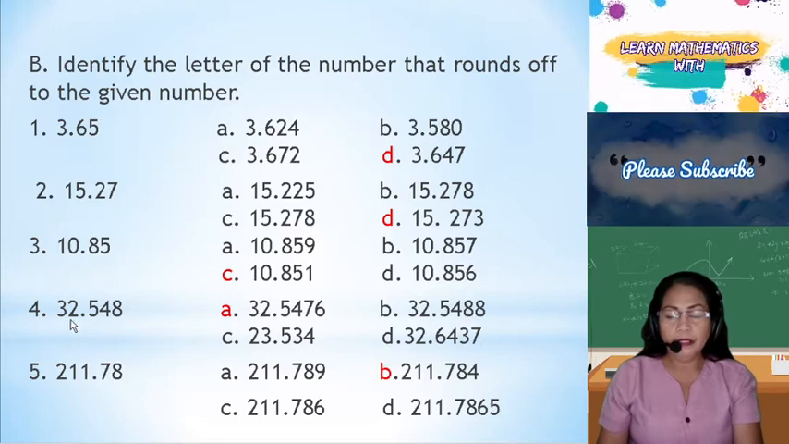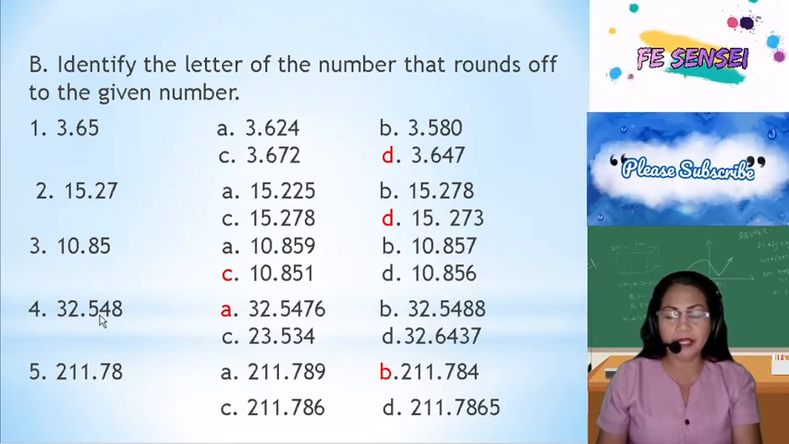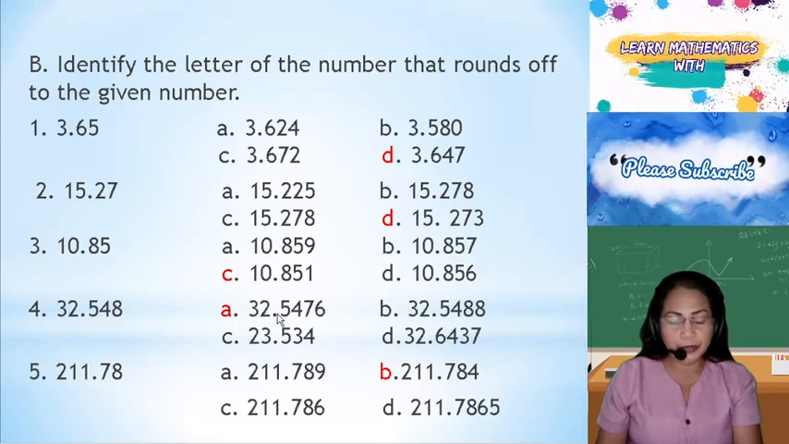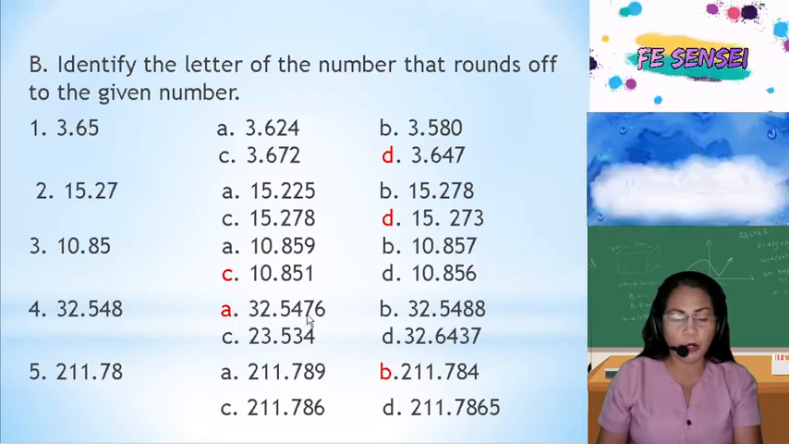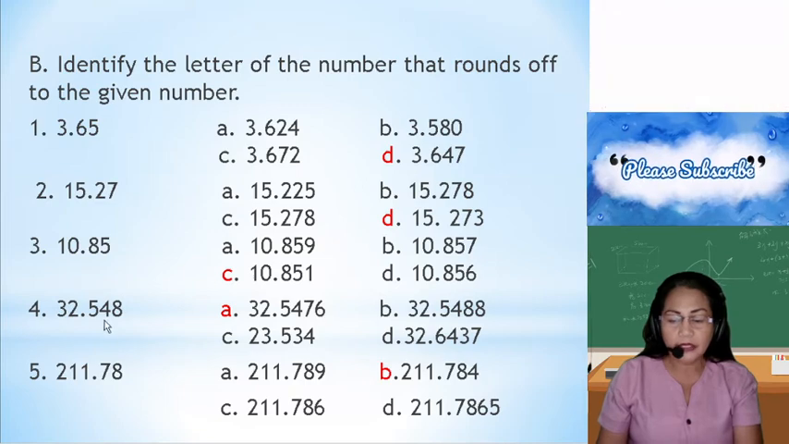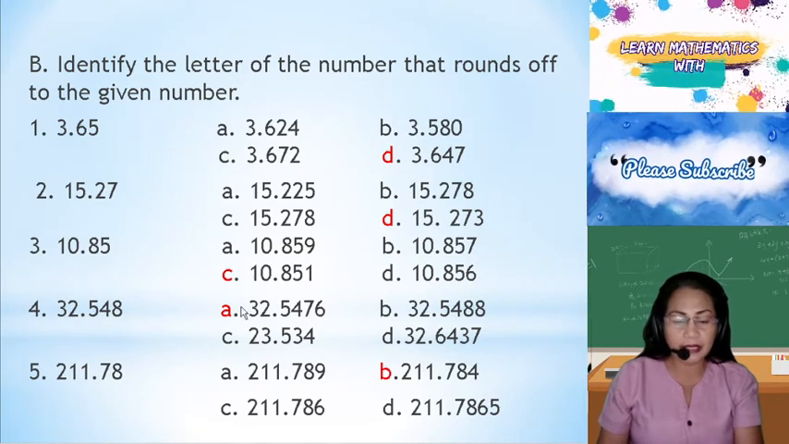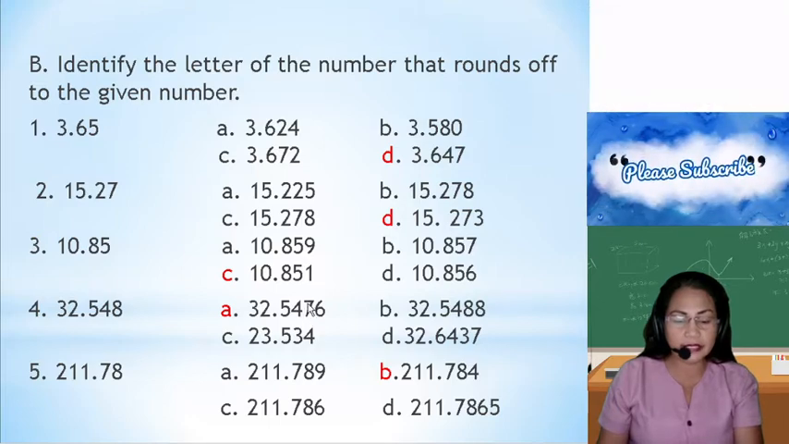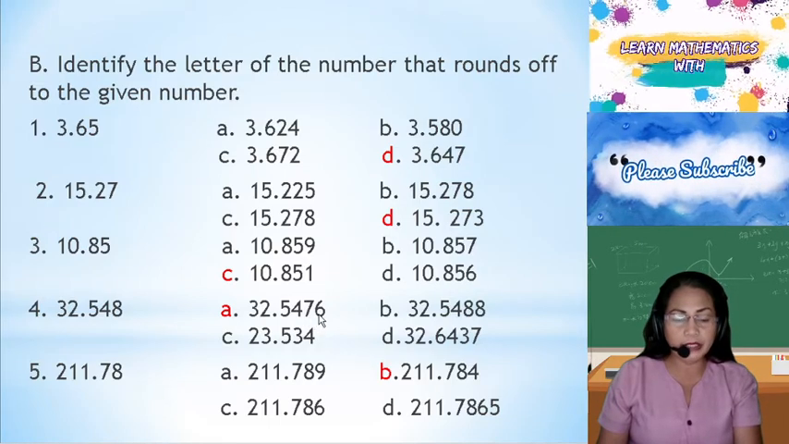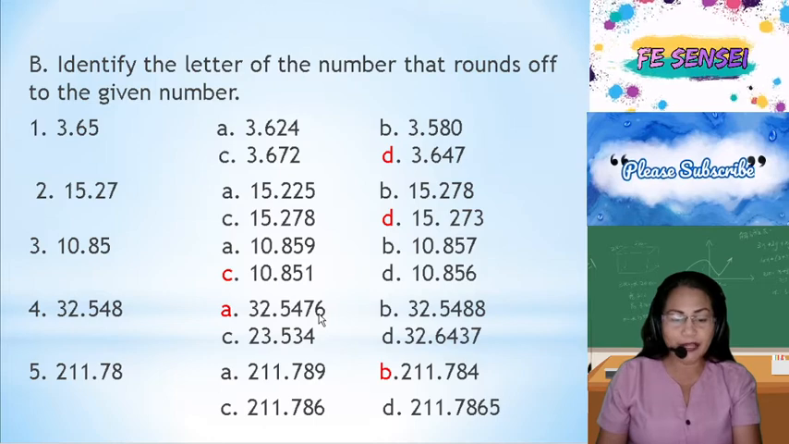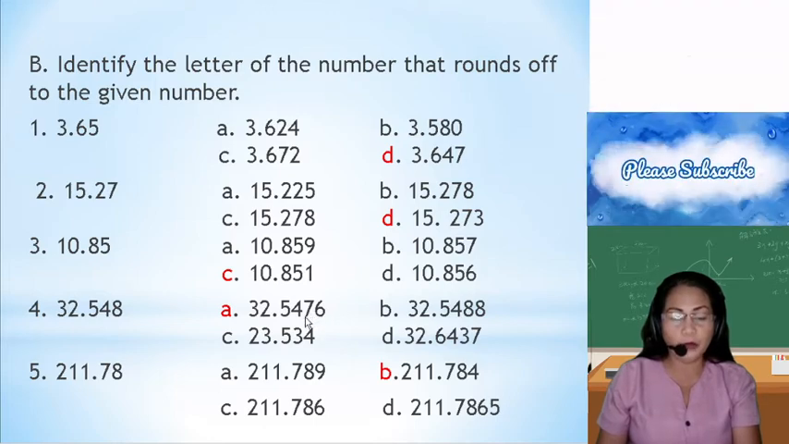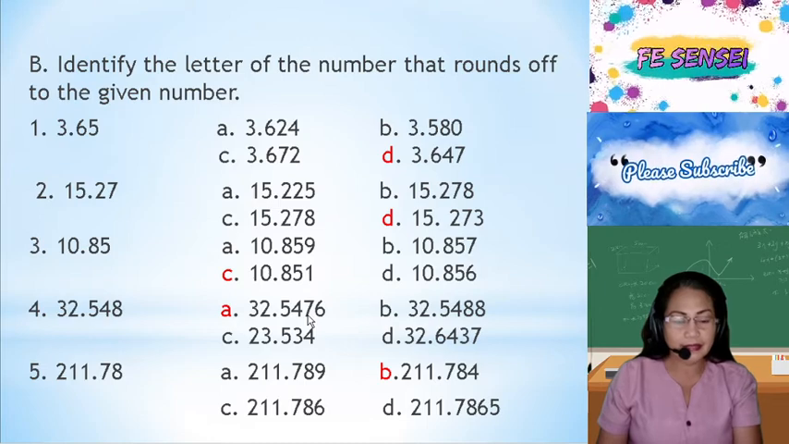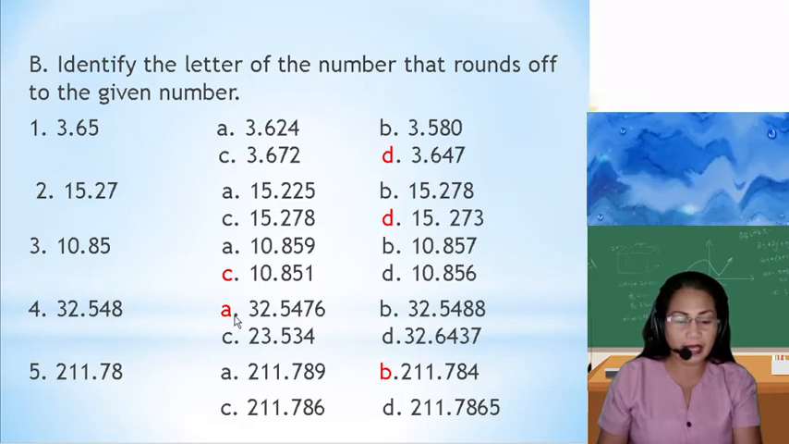Number 4, 32 and 548 thousandths. 32 and 5,476. So the thousandths place is 8. So tenths, hundredths, thousandths. This is 7 and the number to the right is 6, more than 5. Therefore, we have to add 1 to 7 and it becomes 8. So the answer is letter A.